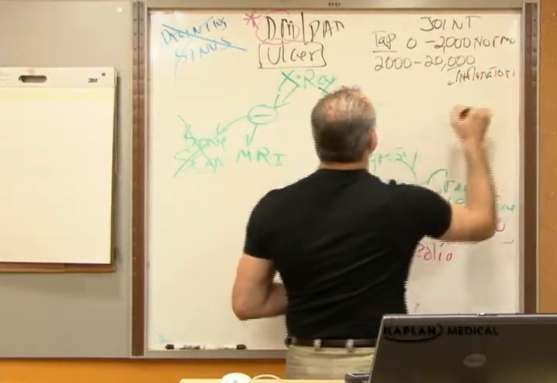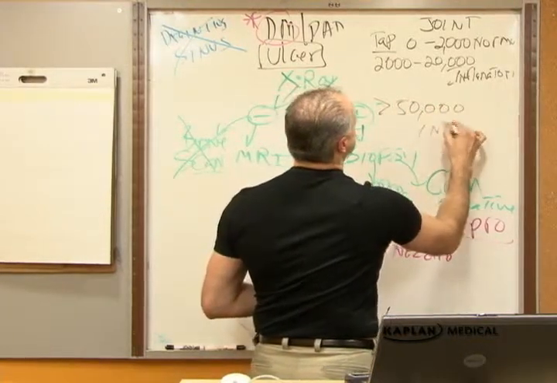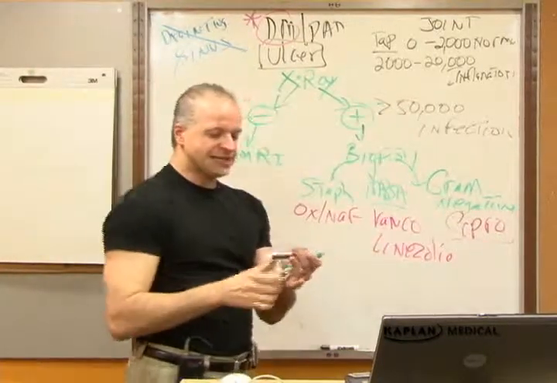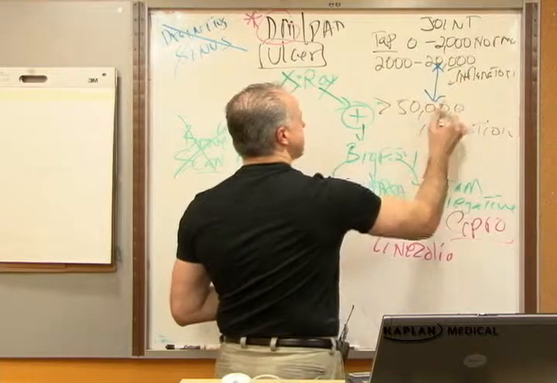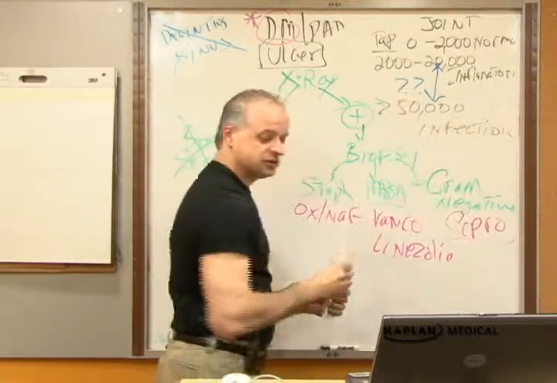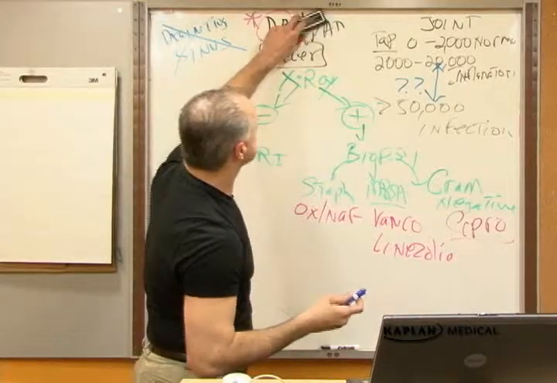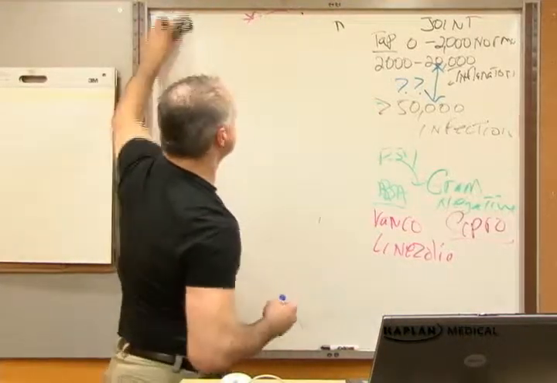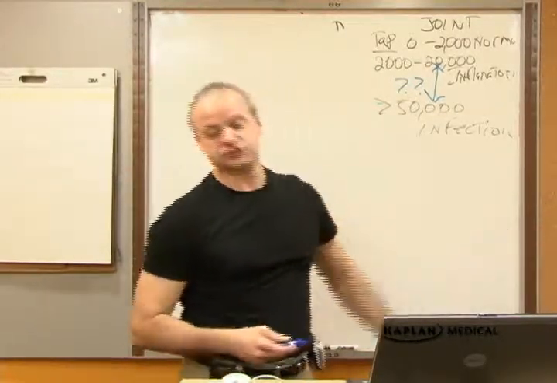inflammatory. If it's above 50,000, we consider that to be an infection. If it's between these, you don't know. If it's between 20 and 50,000, you're uncertain. Except in the test, if they want you to know the answer, they have to tell you something. So if they want you to know it's infected, they'll tell you it's above 50,000. If they don't want you to know, they won't tell you it's above 50,000.